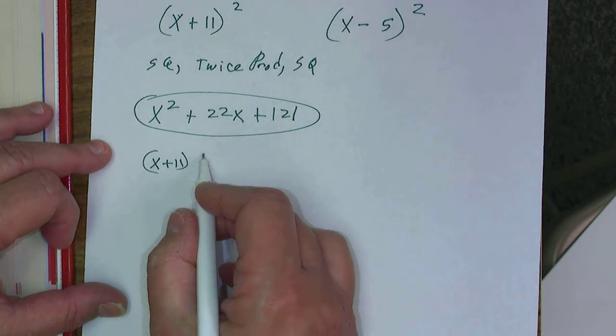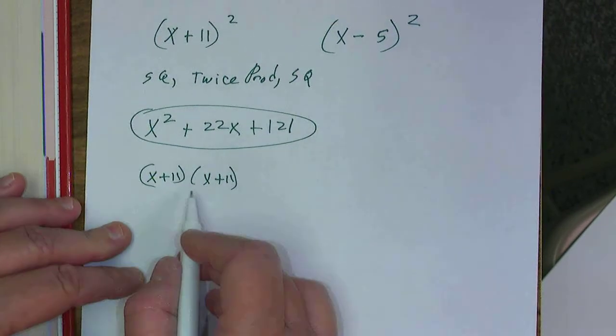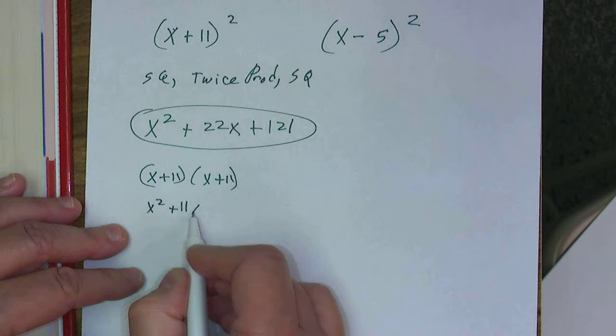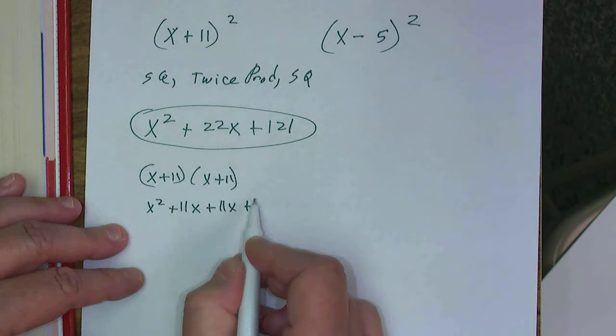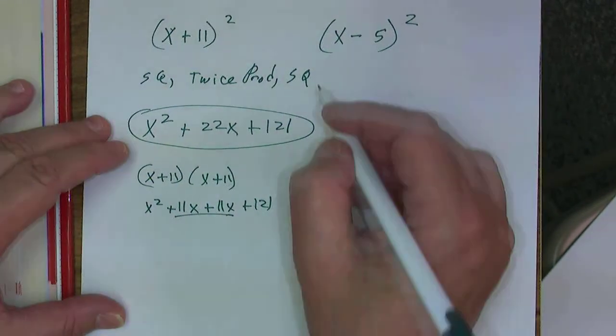x plus 11 and x plus 11. If you decided to do it by FOIL, you have x squared, outers are 11x, inners are 11x, last is 121, and that's where your middle term is twice the product.